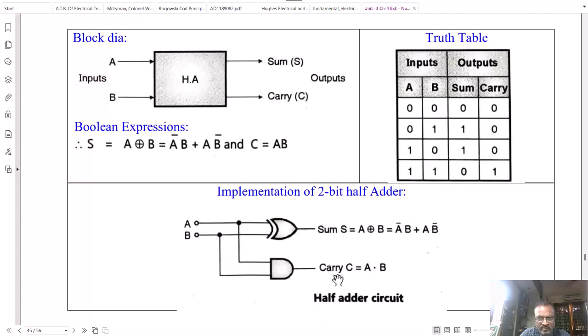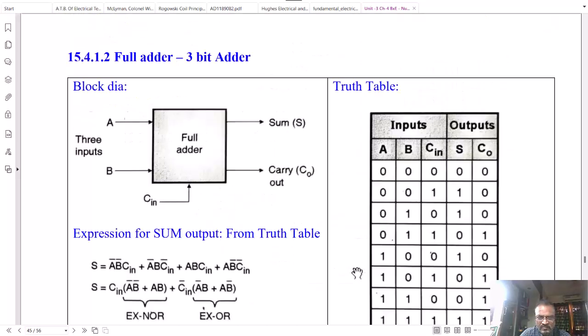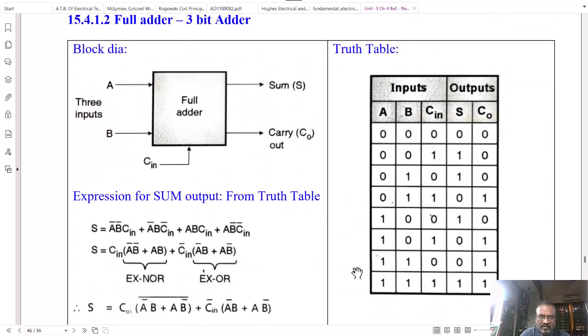Again take the two inputs A and B and AND it. You are getting the output of AND gate C is equal to A and B, and that is nothing but the carry bit. And therefore, as we have seen the block diagram of half adder, in this block you will have this circuit of exclusive OR gate and AND gate that generates sum and carry output.